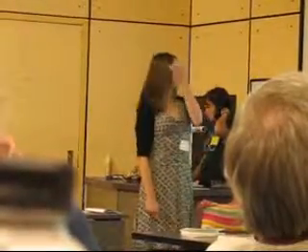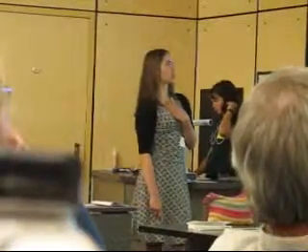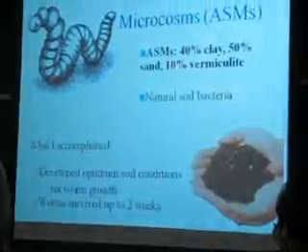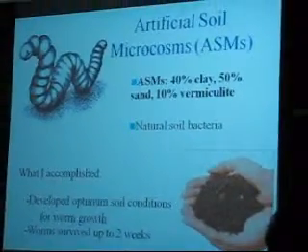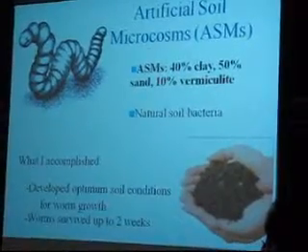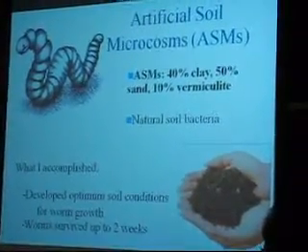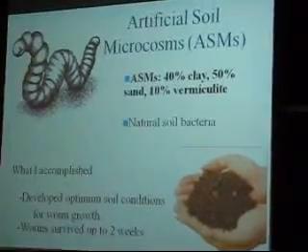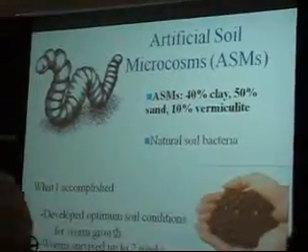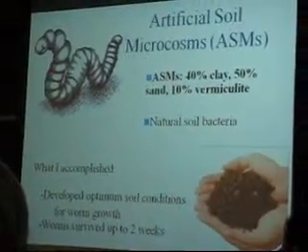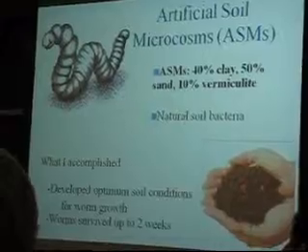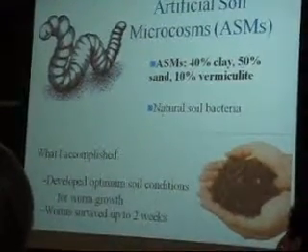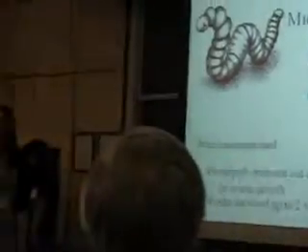So also on the side, I was working with artificial soil microcosms, which have the intention of imitating their natural soil environments in a lab setting. And so I created our own protocol in the lab, and it included clay, sand, and vermiculite, and a variety of other smaller ingredients. And then also we put in natural soil bacteria, which is their food source, and then we added the worms in afterwards. And what I did was I tried to develop an optimum soil condition for their worm growth based on moisture level. So in the end, we came up with the mud-like texture was the optimum condition in which the worms survived up to 2 weeks or 2 generations.